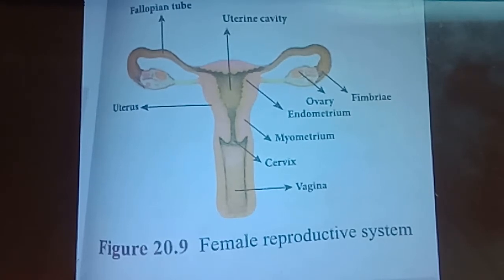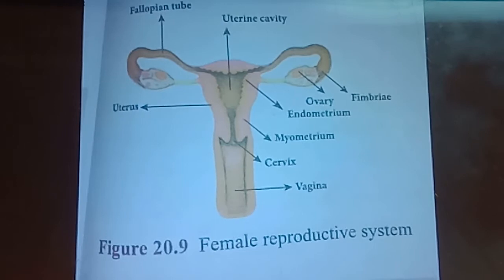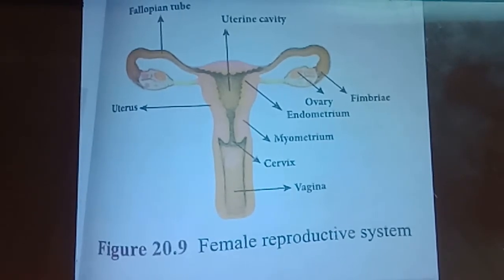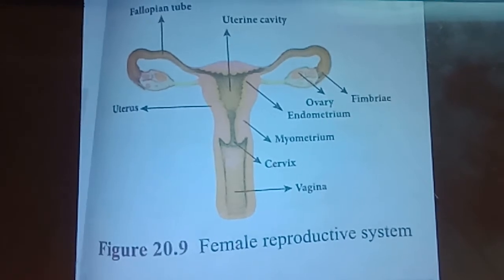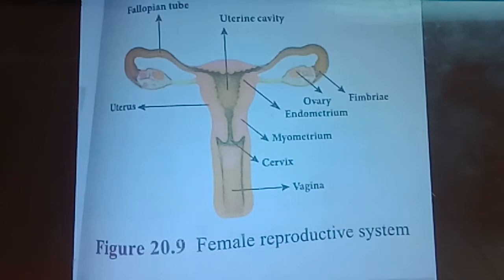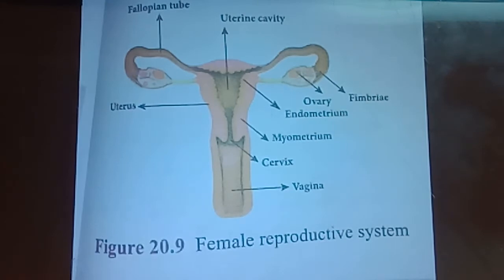The uterus is pear-shaped. Listen carefully. The uterus is a pear-shaped, muscular, hollow structure present in the pelvic cavity. It lies near the urinary bladder, and the foetus develops inside the uterus. The narrow lower part of the uterus is the cervix region.